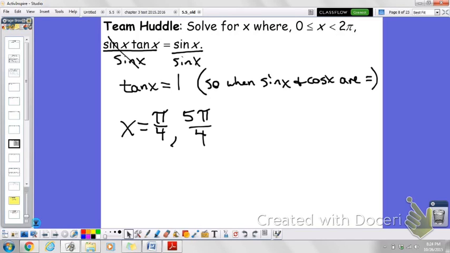So here's the solution to this problem. The sine of x times the tangent of x will be equal to sine of x whenever x is equal to pi over 4 and 5 pi over 4.